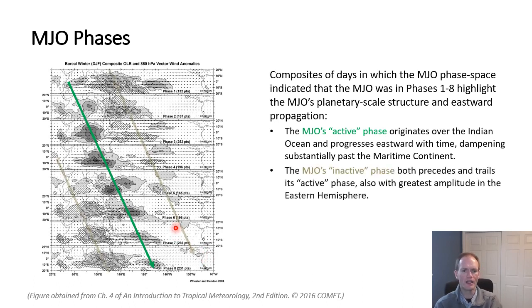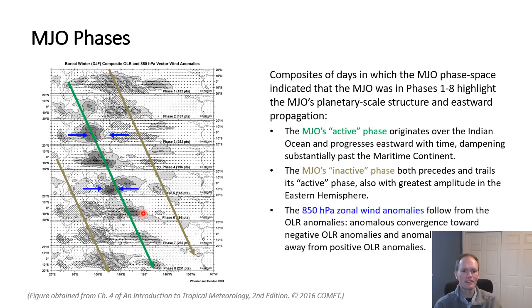We can also see the MJO's inactive phase with these brown arrows and the hatching as opposed to the color fill, extending ahead of the active phase through the maritime continent into the Western Hemisphere, as well as trailing the active phase from Africa through the Indian Ocean toward the maritime continent. The amplitude of these outgoing long-wave radiation anomalies, it should be no surprise, is greater in the Eastern Hemisphere, with less amplitude, less extensive shading, and less dark shading in the Western Hemisphere.